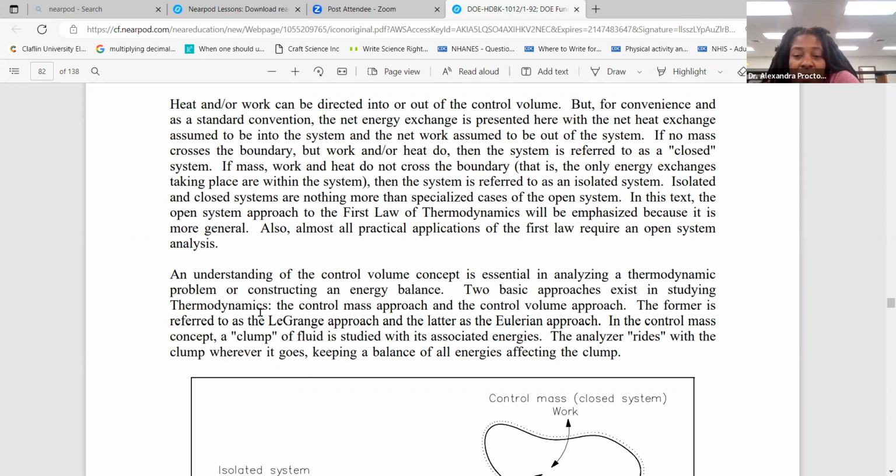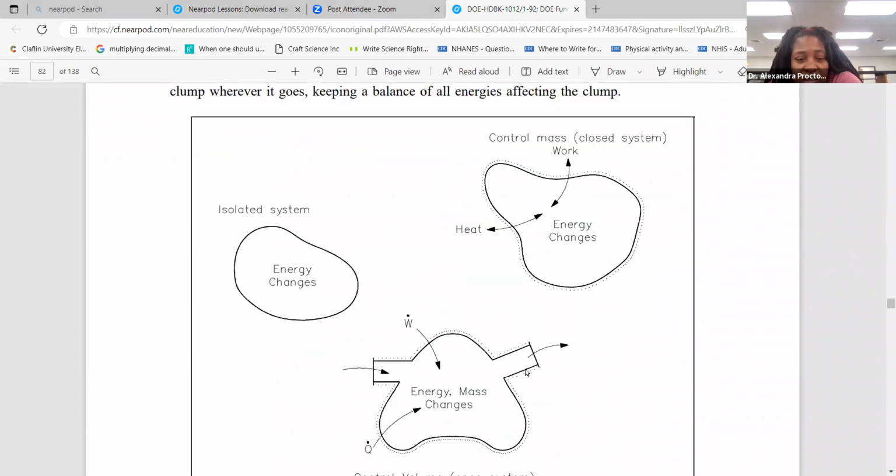Two basic approaches exist in studying thermodynamics: the control mass approach and the control volume approach. The former is the Lagrangian approach, and the latter is the Eulerian approach. In the control mass concept, a clump of fluid is studied with its associated energy, and the analyzer rides with the clump wherever it goes, keeping the balance of all the energies that are affecting that clump of fluid. And that's what they're showing you here.